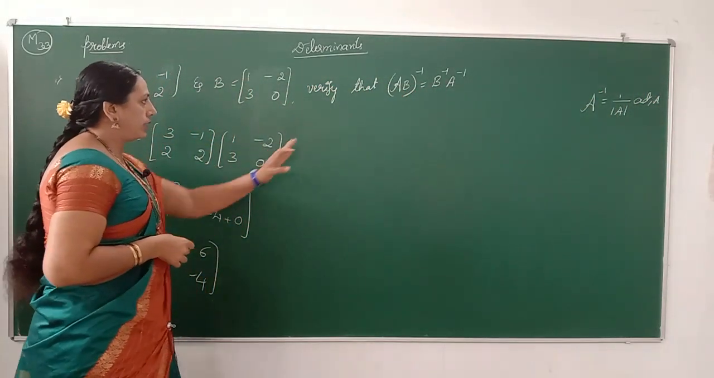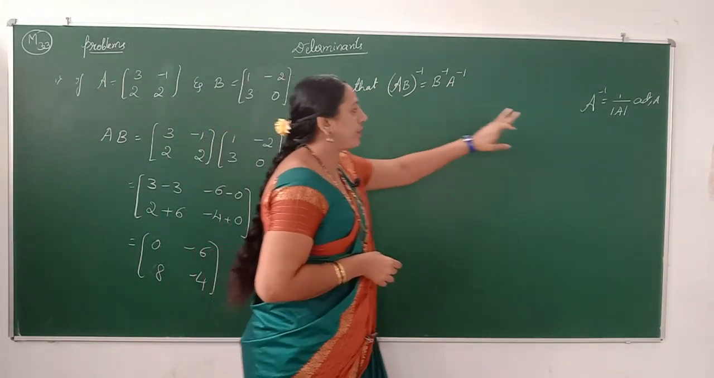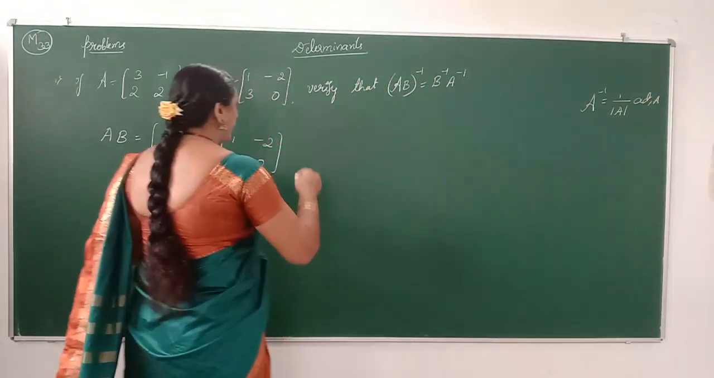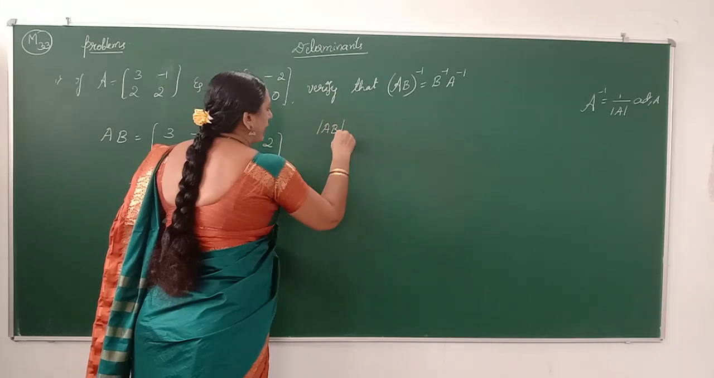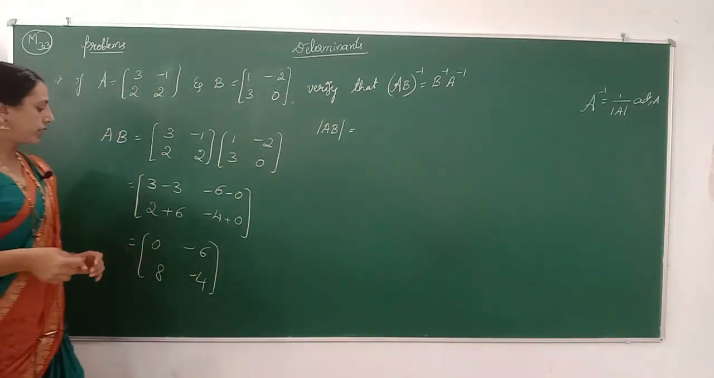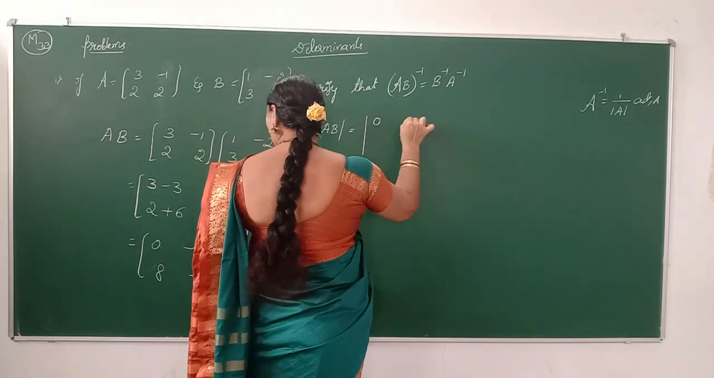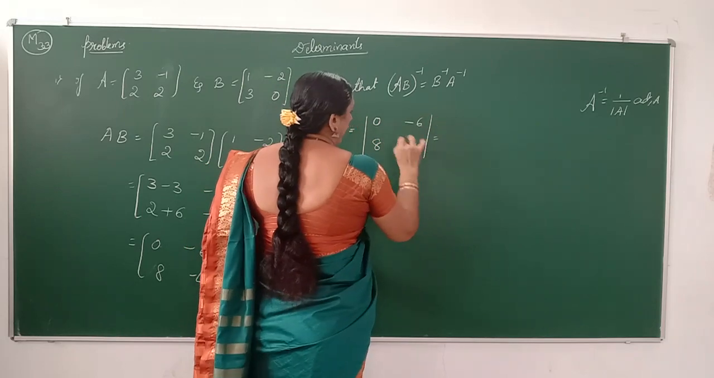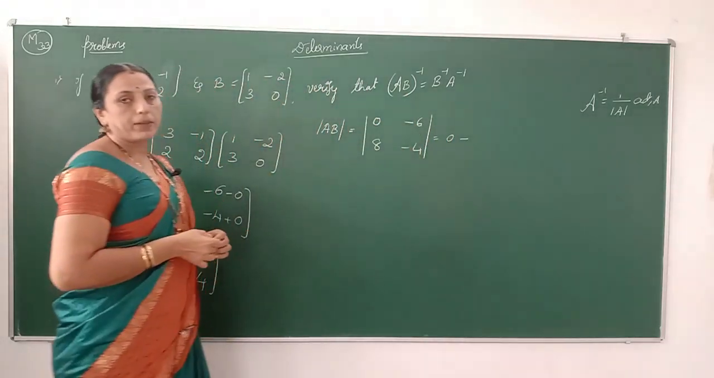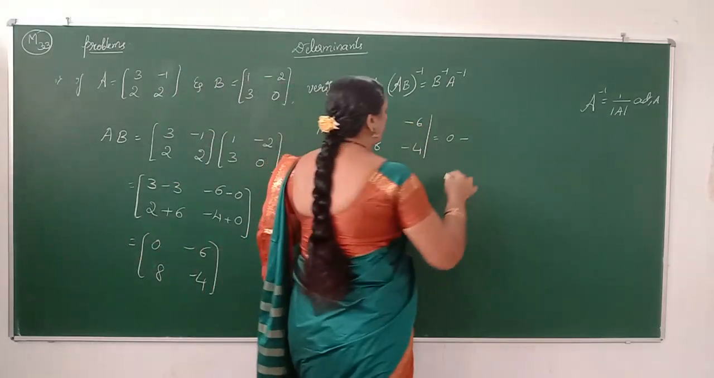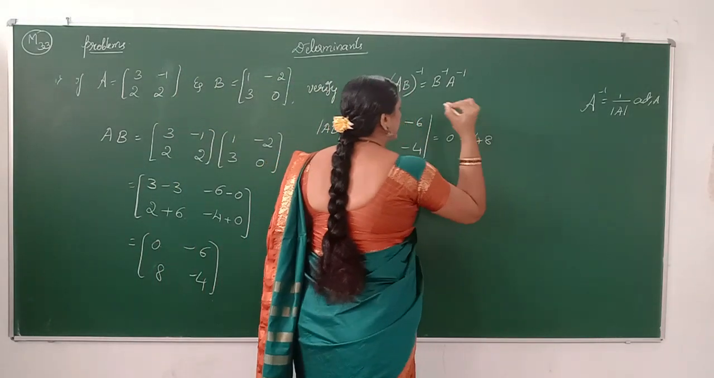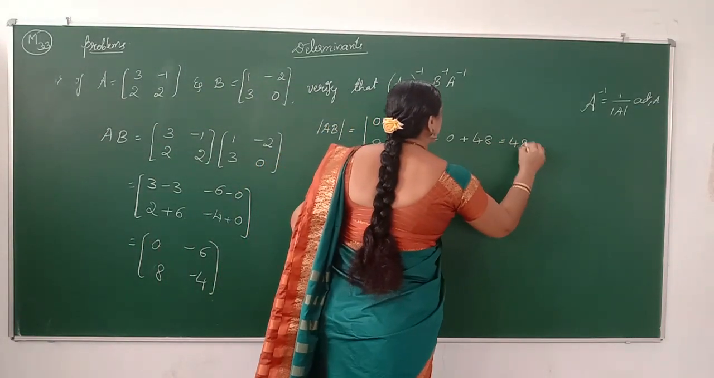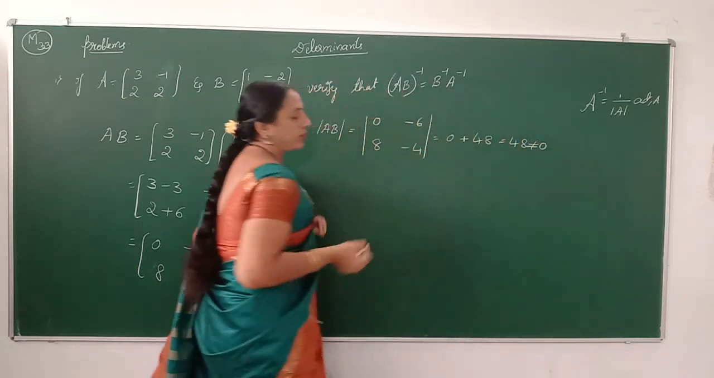So according to the formula, (AB) whole inverse can be defined by 1 over determinant of AB into adjoint of AB. Therefore, first we will find the value of determinant of AB. Now the determinant is [0, -6; 8, -4]. Cross multiply: left diagonal is 0 minus right diagonal 6 into 8. Minus of minus is plus 48. So it will be equal to 48, and it's also not equal to 0.